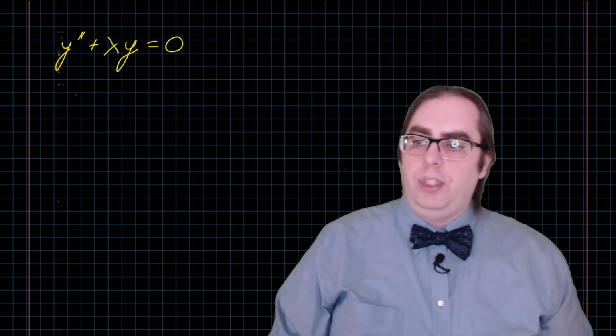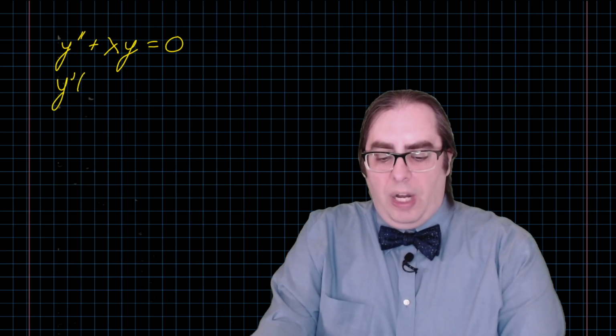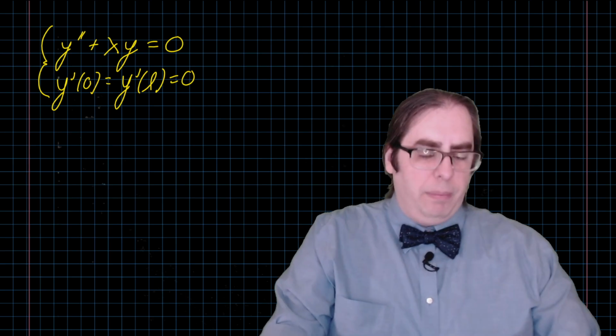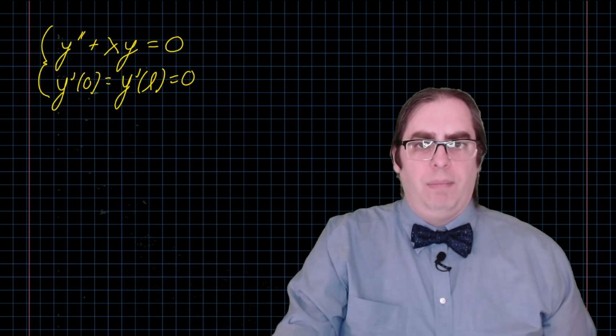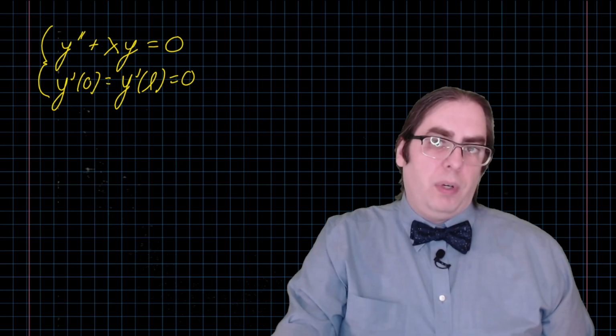The differential equation itself should look very familiar to you. Y double prime plus lambda y equals 0. This time I'm giving you a slightly different set of boundary conditions. Y prime of 0 is equal to y prime of L is equal to 0. So instead of having information about the function, we have information about its first derivative. That changes things a lot less than you would think it would. So go through, follow the process I used for solving the boundary value problem in this video, and see if you can solve that one.